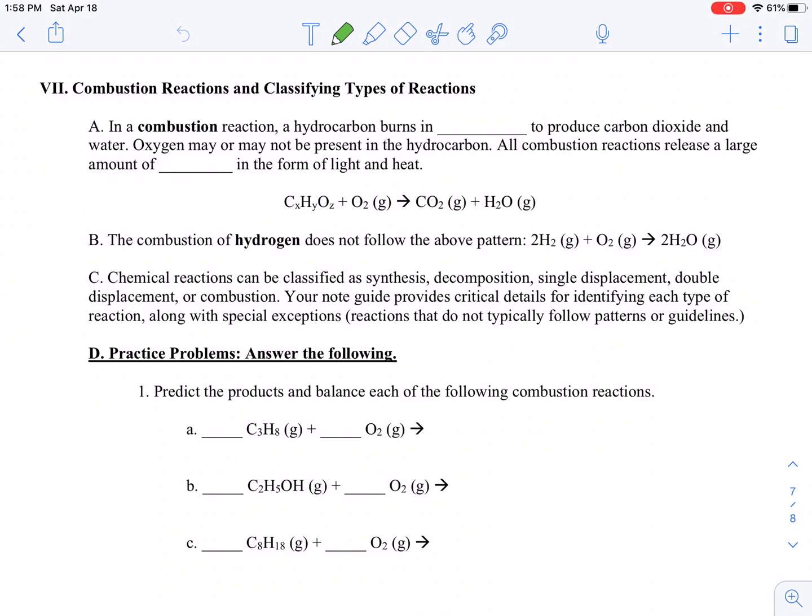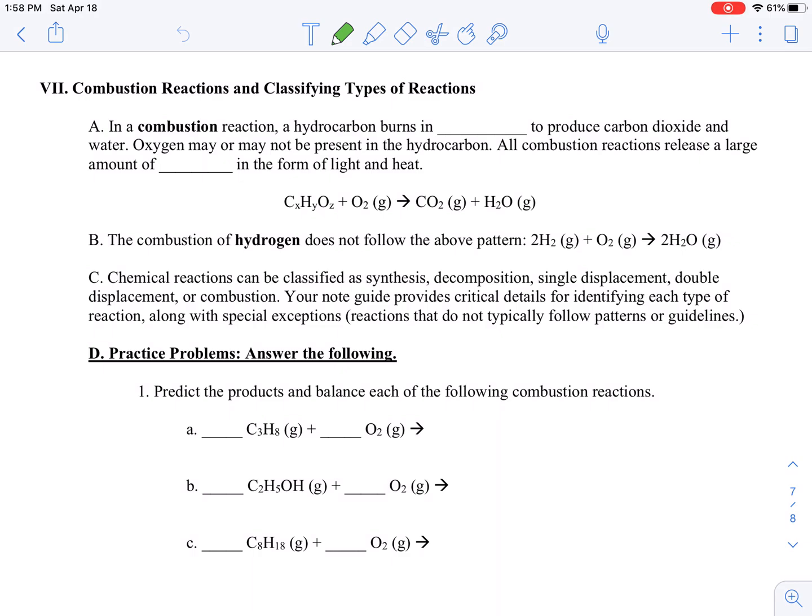Hi everyone, today's video is twofold. We are going to talk about combustion reactions, and then we are going to look at all 5 types of reactions that we've discussed in this unit and see if we can classify them into different pieces at the very end of the video. But let's talk about combustion first.